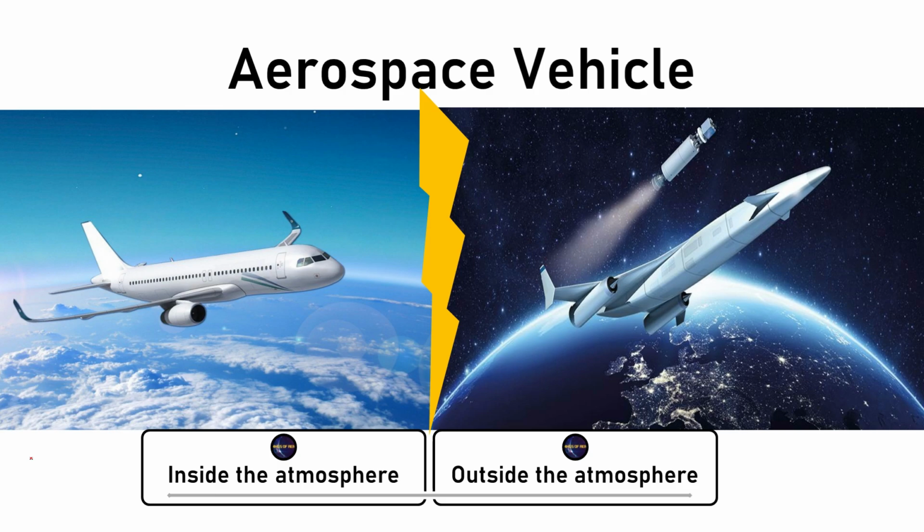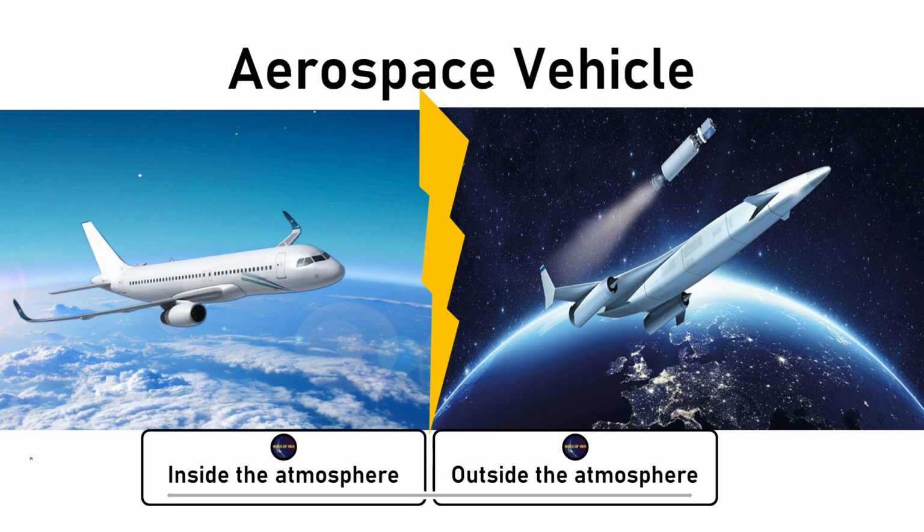Okay. Now, any aerospace vehicle, or I can say the classification of this aerospace vehicle, can basically be classified in two ways. One is inside the atmosphere, another is outside the atmosphere. Now I hope it is quite easy for you to identify what it means by inside the atmosphere and what it means when it comes to outside the atmosphere.